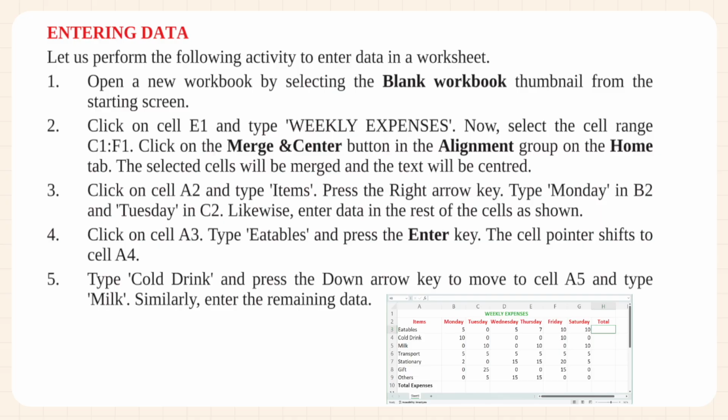3. Click on cell A2 and type Items. Press the right arrow key. Type Monday in B2 and Tuesday in C2. Likewise, enter data in the rest of the cells as shown. 4. Click on cell A3. Type Eatables and press the Enter key. The cell pointer shifts to cell A4. 5. Type Cold Drink and press the down arrow key to move to cell A5 and type Milk. Similarly, enter the remaining data.